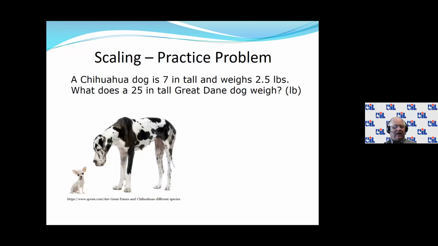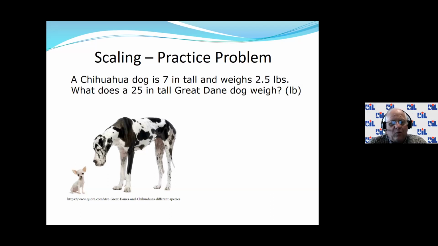Okay, so that took about 45, 50 minutes. Now here's a chance to work a problem. Give this one a shot. A Chihuahua dog is 7 inches tall and weighs 2.5 pounds. What does a 25-inch tall Great Dane dog weigh?